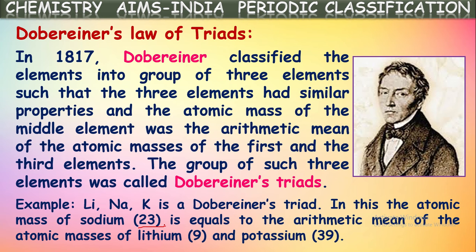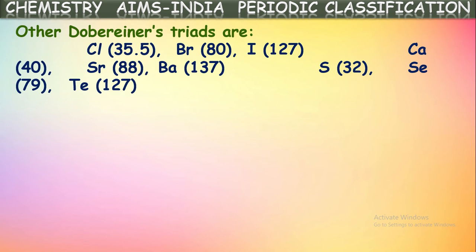So in this way, the atomic mass of the middle element in these triads is equal or nearly equal to the mean of the atomic masses of the first and third elements, and the chemical properties are also the same for these three elements. These sets of three elements are called triads, or Dobereiner's triads. Let us see some more examples for these Dobereiner's triads.